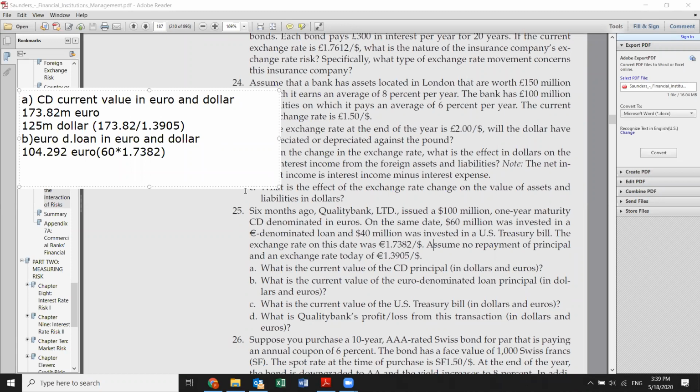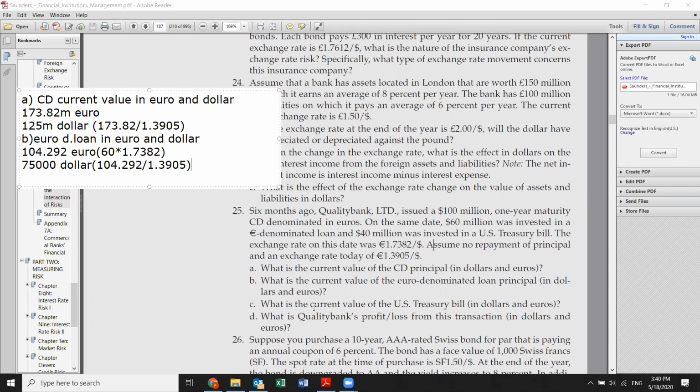But if we convert the same amount to dollars, what we get is 104.292 million divided by 1.3905, which is $75 million. How did we get it? We just took 104.292 divided by 1.3905. I hope everybody got the logic of how to calculate it and how they got the benefit, okay?